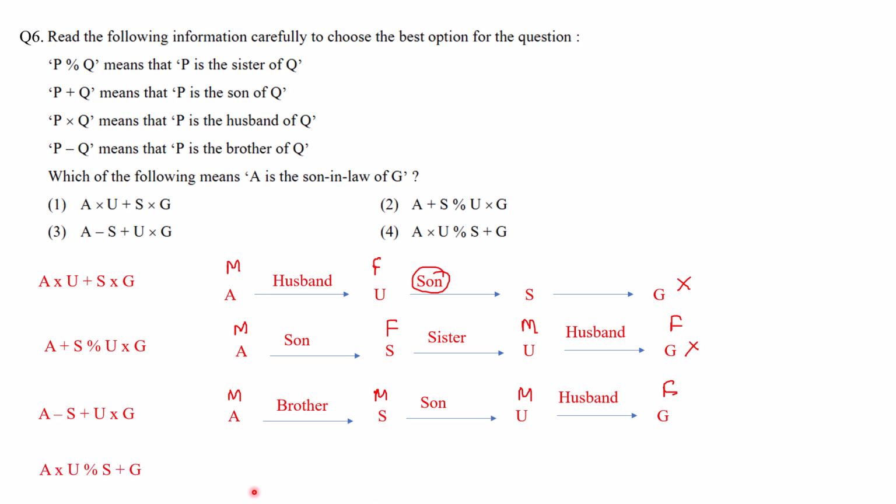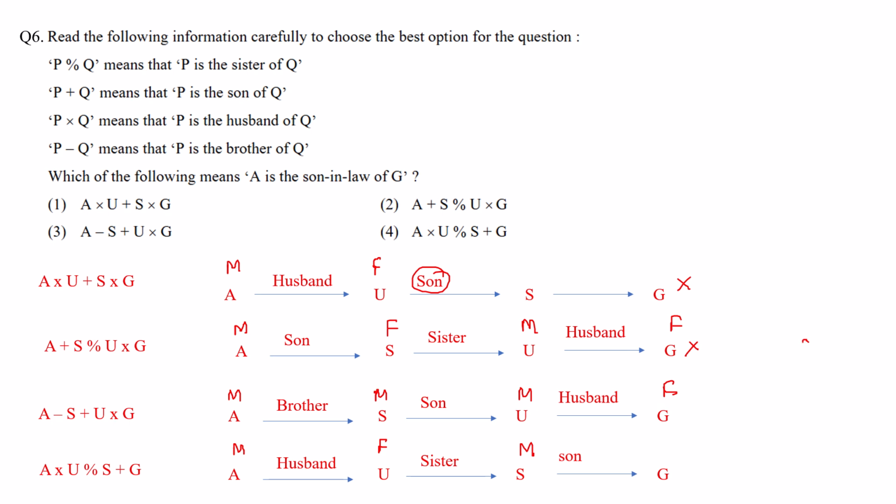Now moving to the last option, A into U. Into means husband. A is the husband of U, means A is male and U is female. Next, U percent S. Okay, so now if you see the relation, percent means sister. So U is the sister of S and S plus G means S is the son of G, means S is male. Now from here you can see U is the sister of S and S is the son.